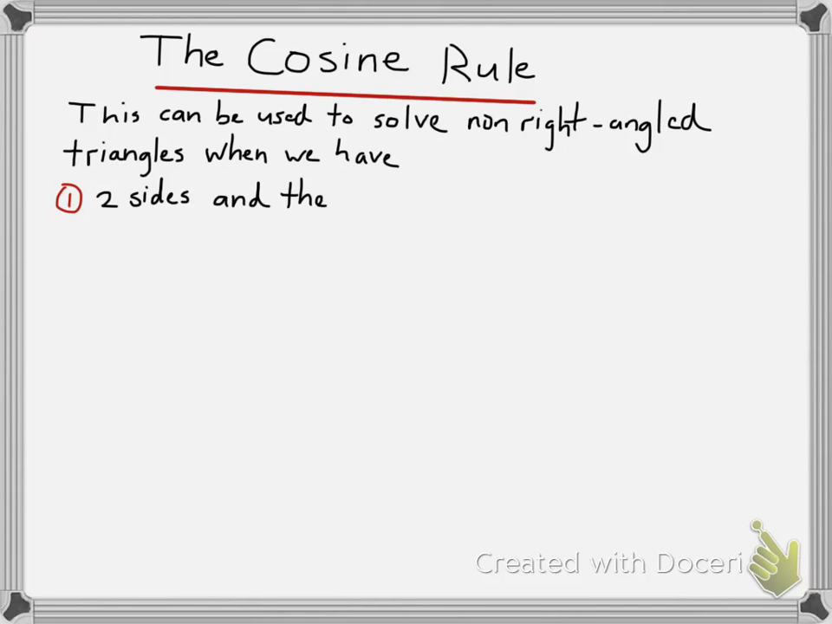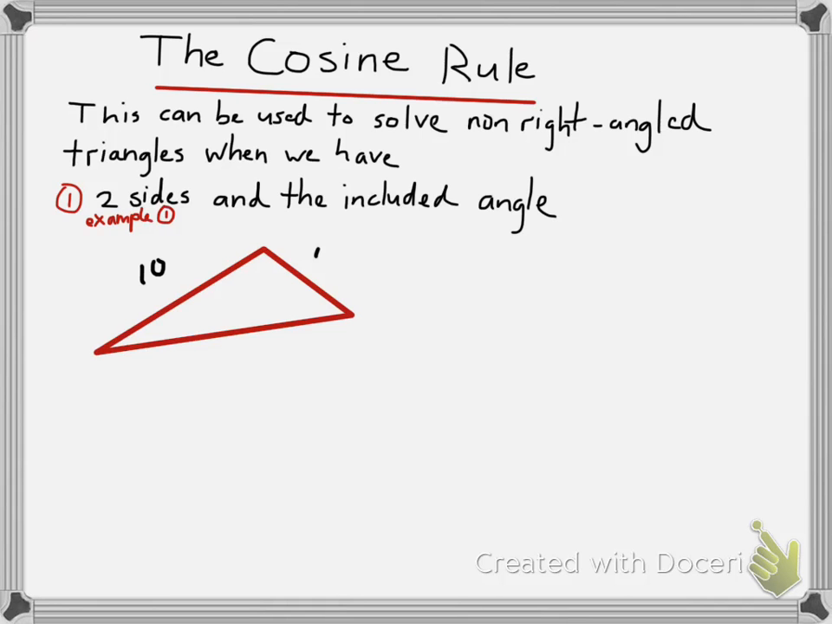So for example, if we had two sides and the included angle, we could use the cosine rule. And here is an example. So I've got two sides, 10 and 5, and I've got the angle in between, which is the 115. So notice I can't use the sine rule here because I don't have an angle and a side that pairs with it. So I'm using the cosine rule.